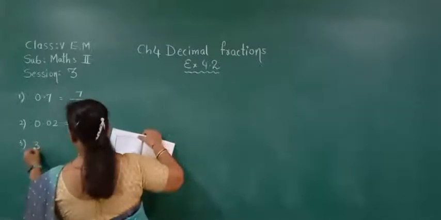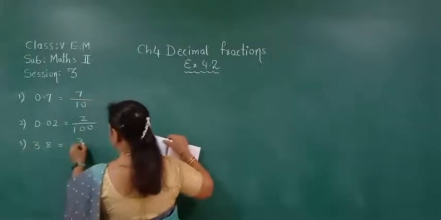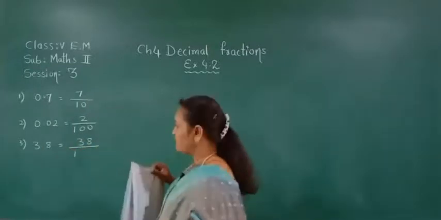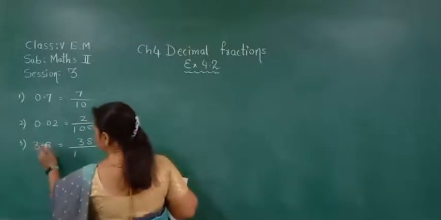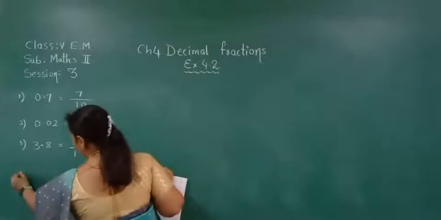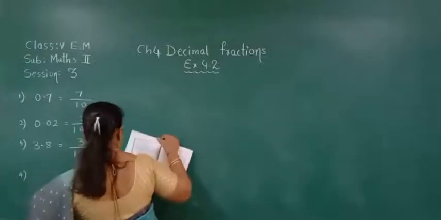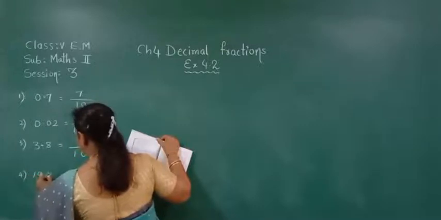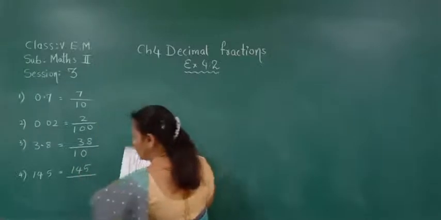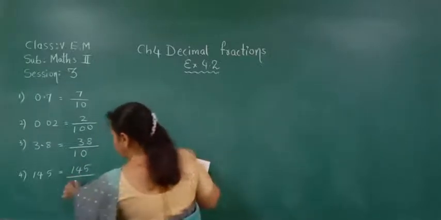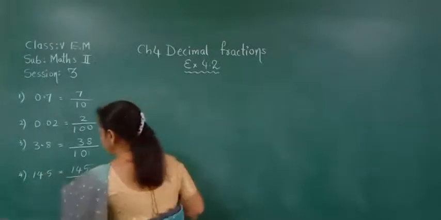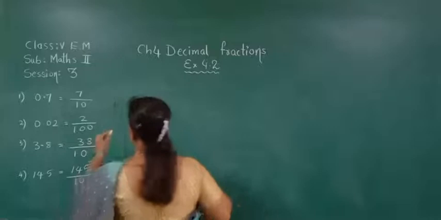Then third one, it is 3.8. So here write 38 both together. Draw one line. Write 1. Now after decimal how many digits are there? 1 digit. So add 1 zero. Then fourth question, this is 14.5. Then here write 145 together, draw one line, write 1 here. Then after decimal we have 1 digit, so add 1 zero.